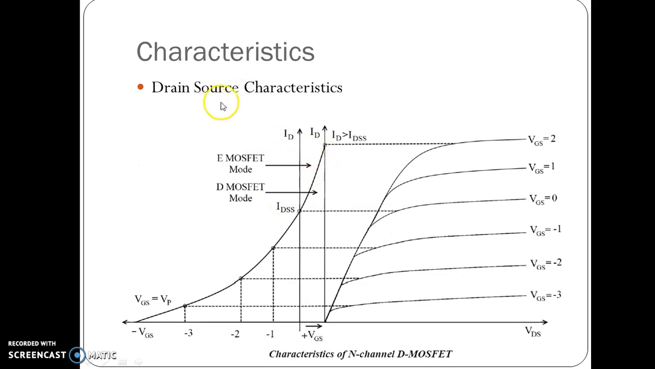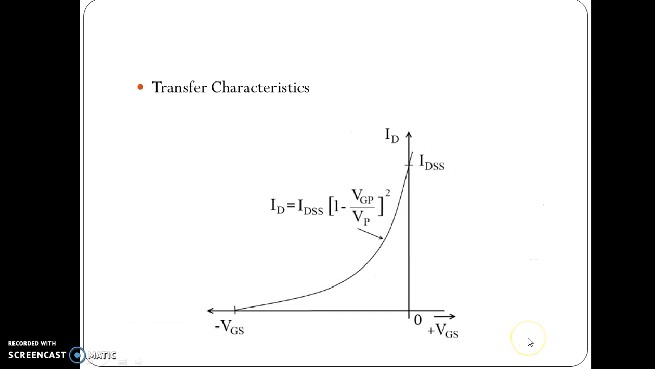In these characteristics we can observe when VGS is equal to 0, we get the IDSS current, but as we increase VGS in the positive direction, the drain current is greater than IDSS. So MOSFET characteristics are divided into two characteristics: drain and source characteristics, which are drawn as ID versus VDS, and second is transfer characteristics, which is VGS versus ID.